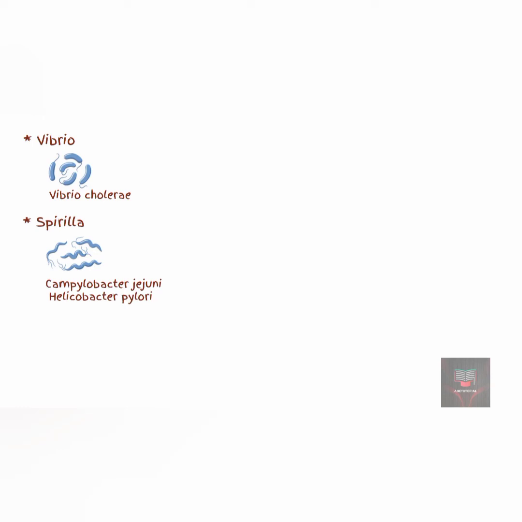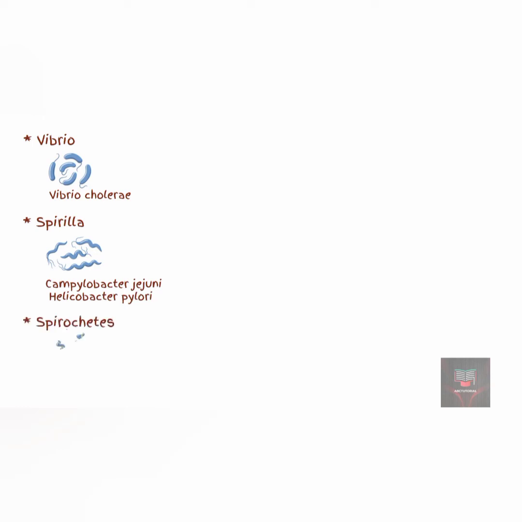Vibrio bacteria are the curved, comma-shaped bacteria. An example is Vibrio cholerae. Spirilla are the types of bacteria that are spiral or spring-like, with multiple curvatures and often with terminal flagella. Examples include Campylobacter jejuni and Helicobacter pylori.